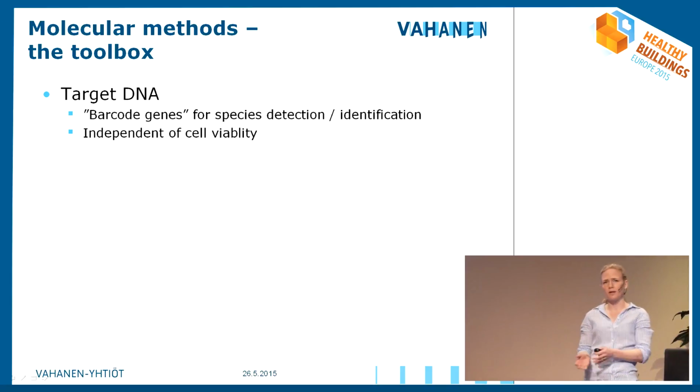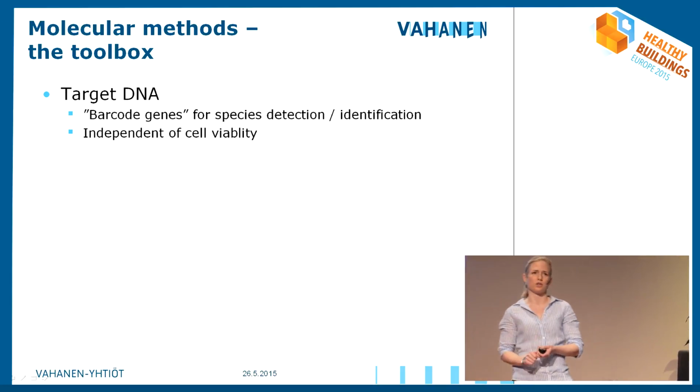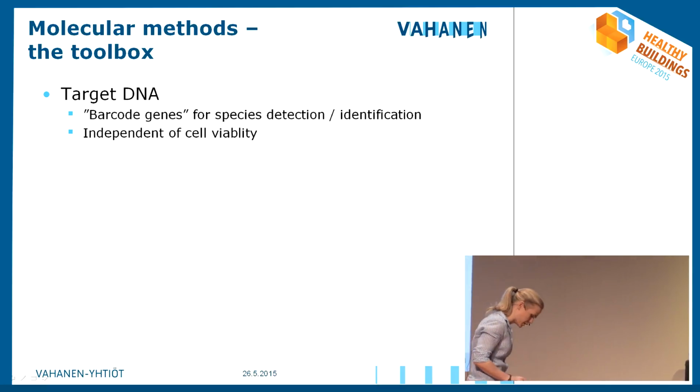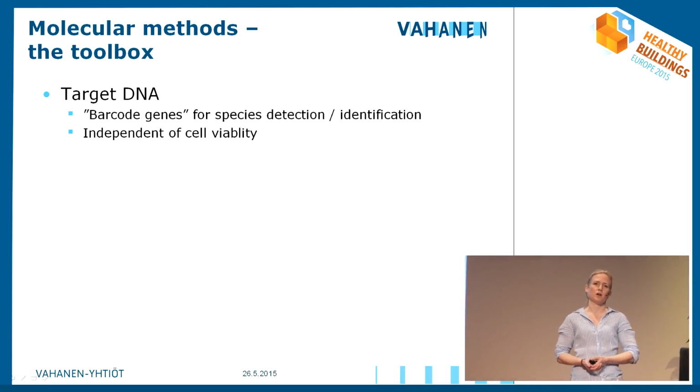The key in these methods is that they are independent of cell viability. Traditionally, we've been cultivating the microbes from the environment, and that always selects for the viable and the fresh ones in the sample. But when we use DNA, we can see everything, so to say: dead ones, even half-degraded ones, not just the viable ones.